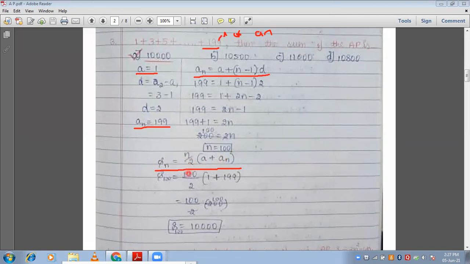So substitute n is equal to 100 in the sum formula. 100 by 2 into the value of a is 1 plus an is 199. 199 plus 1 is 200. The 2 gets cancelled, you will get 100. 100 into 100 is 10,000. So which option is right? Option A is correct.